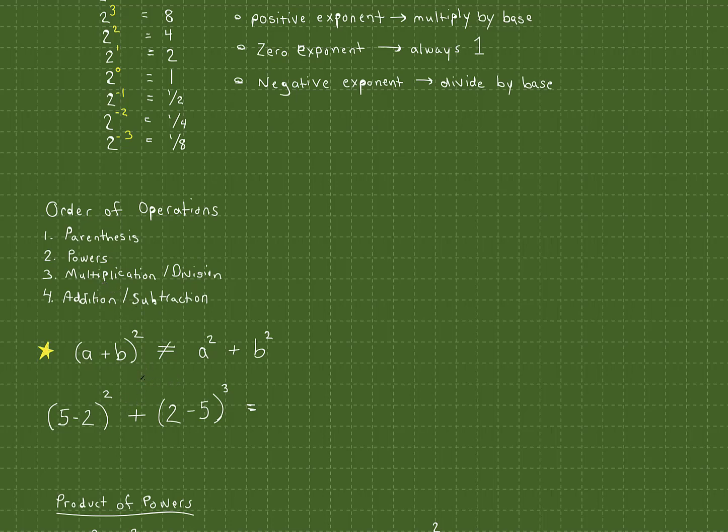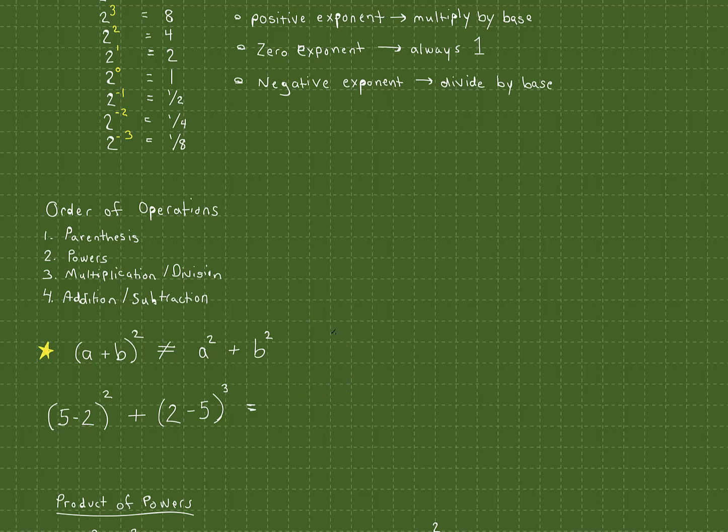It's an important note that when you are adding inside parentheses and you have an exponent, something like (a plus b), and that whole thing to the second power or squared, you do not distribute the power. I repeat, you do not distribute the power. So this does not equal a squared plus b squared. Keeping that in mind, let's evaluate this expression here.